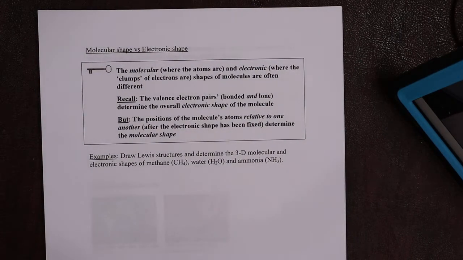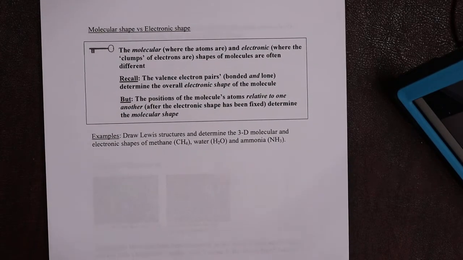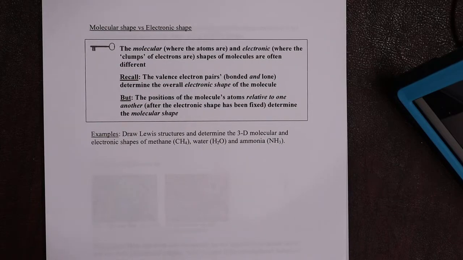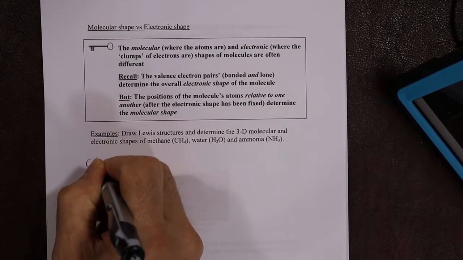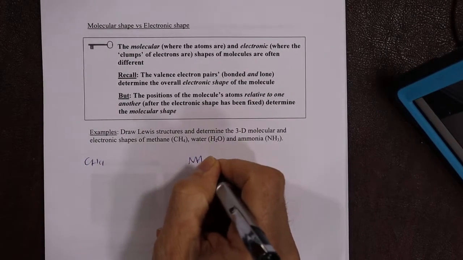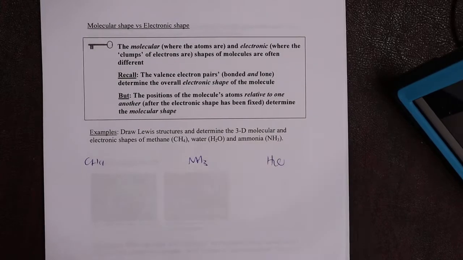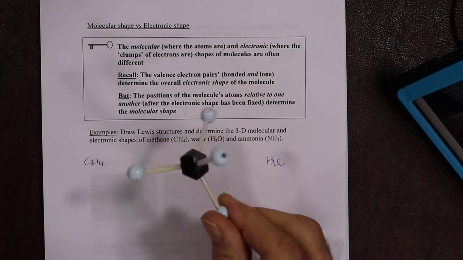Remember I told you that it doesn't matter what the clump is, single bond, double bond, which we've seen now, right? But it can also be a lone pair. And to best show you the effects of lone pairs on what we call molecular shape versus electronic shape, let's take a look. We're going to look at CH4, NH3, and H2O.